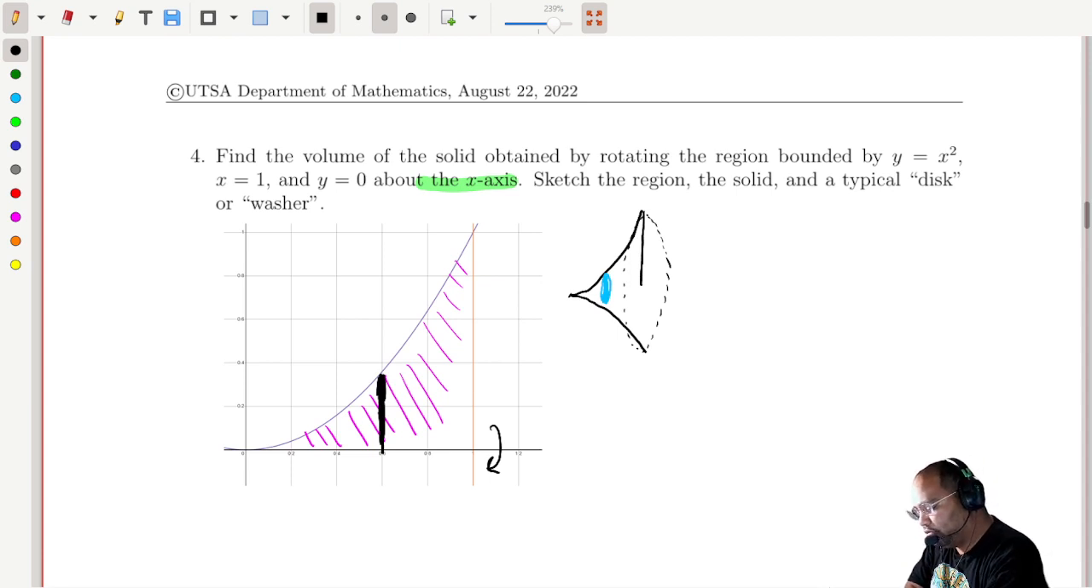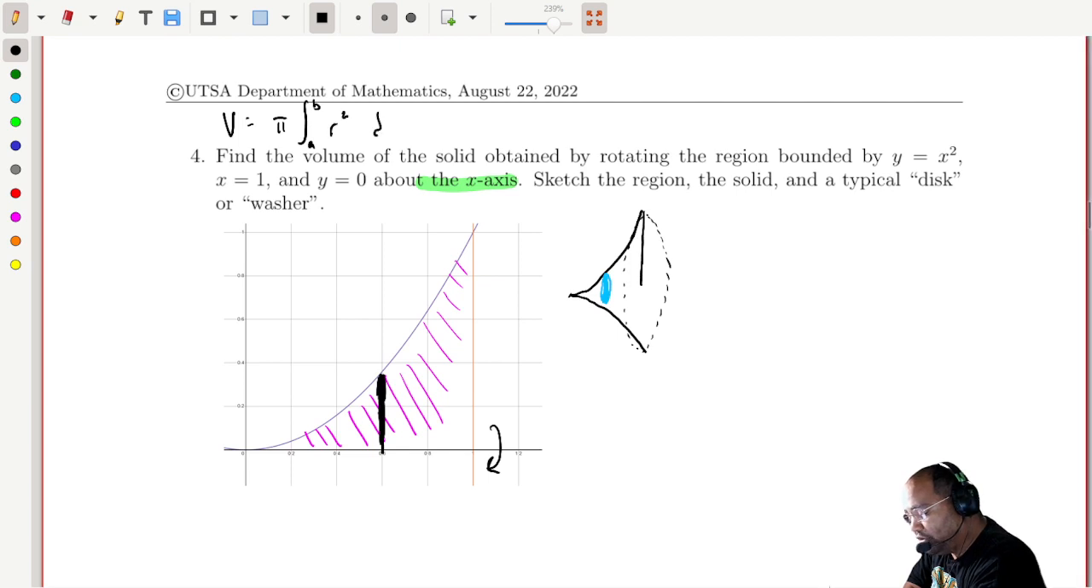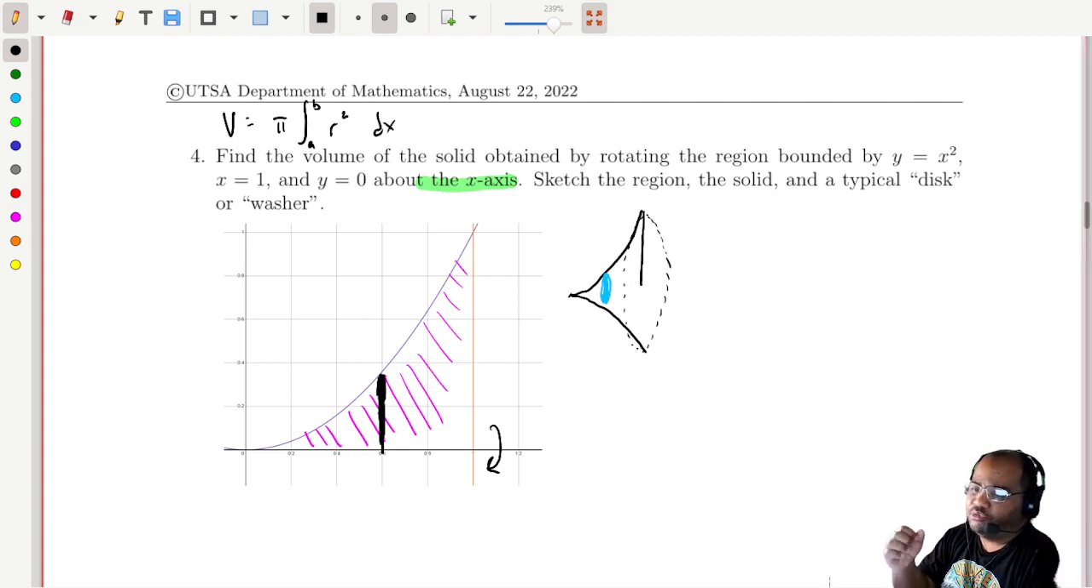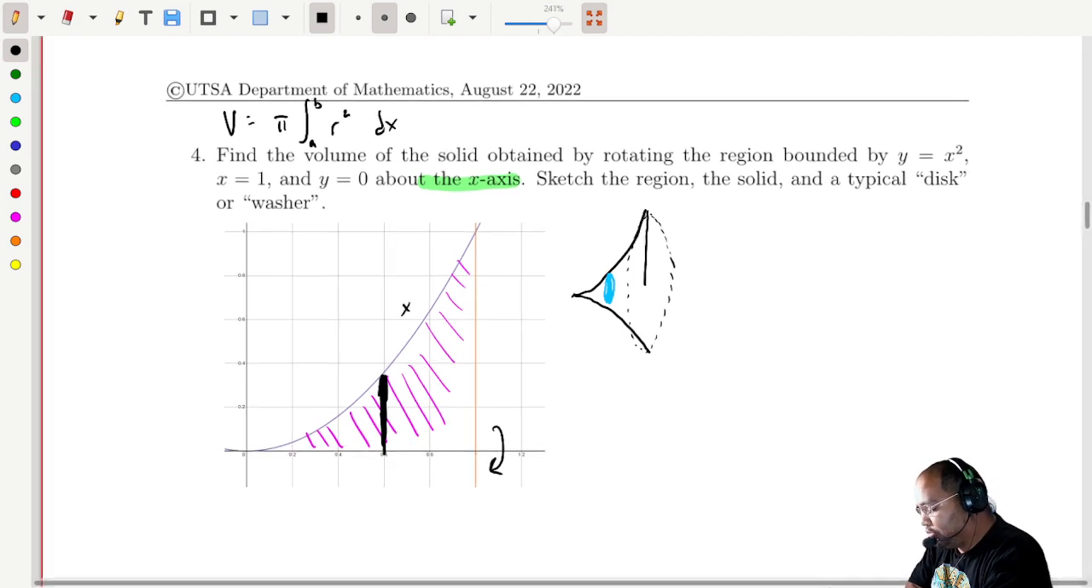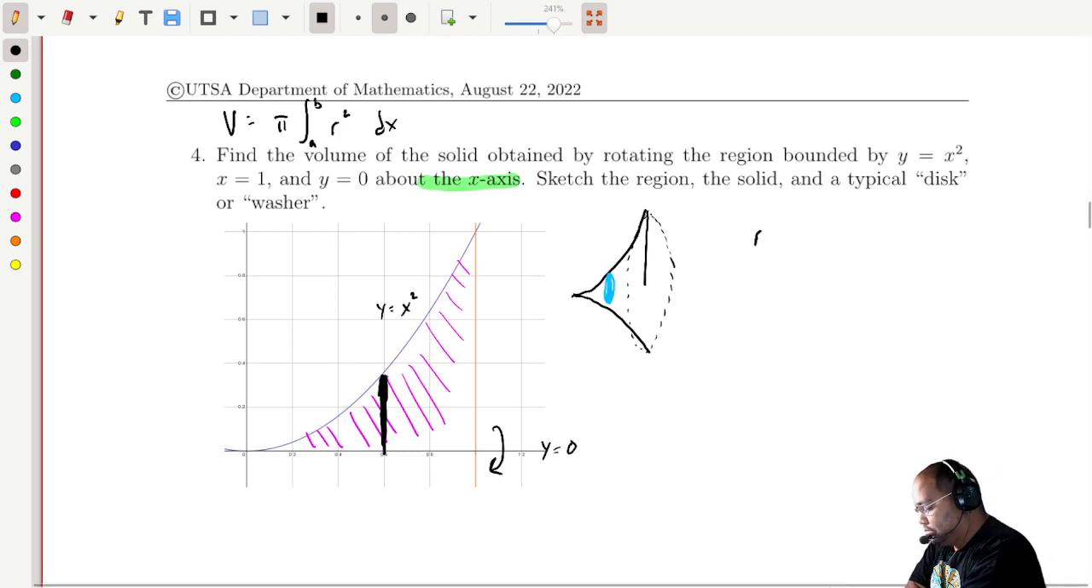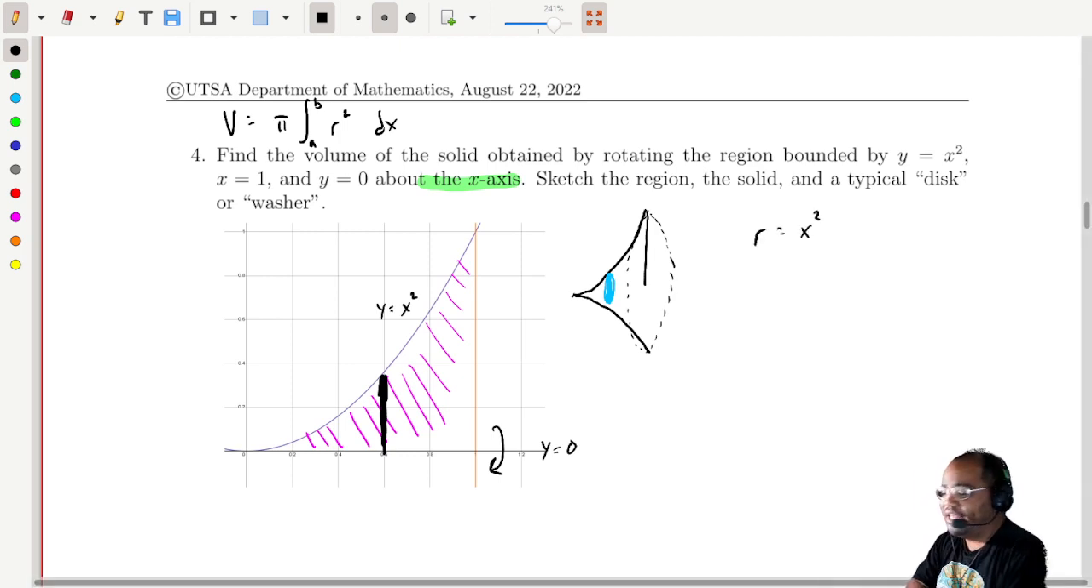First, let's write down the general volume formula. It's pi times the integral over an interval a to b of the radius squared dx. This is for when we have disks where there is no empty portion on the inside. Now how do we find this radius? This curve is y equals x squared, and we have y equals 0, the x-axis. So the radius here is x squared. At any x, I can figure out the corresponding radius of a disk.